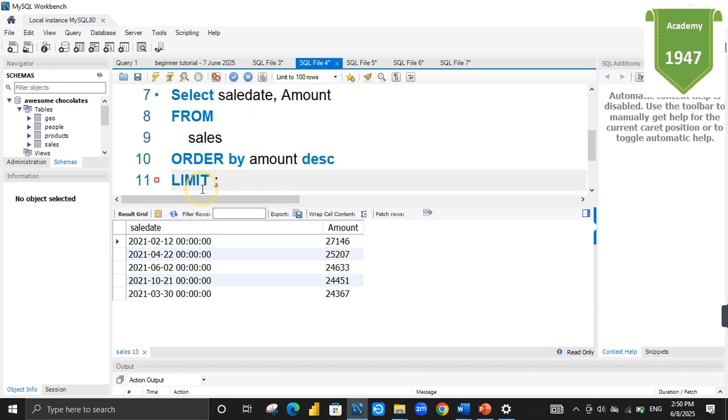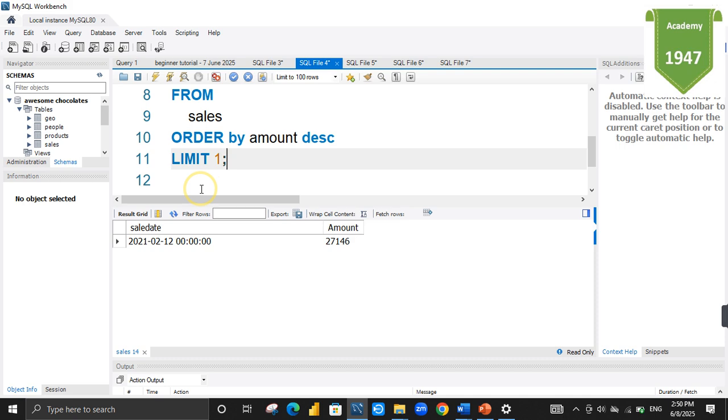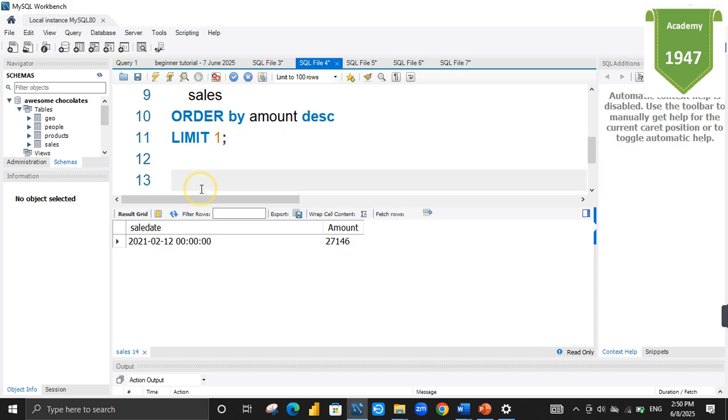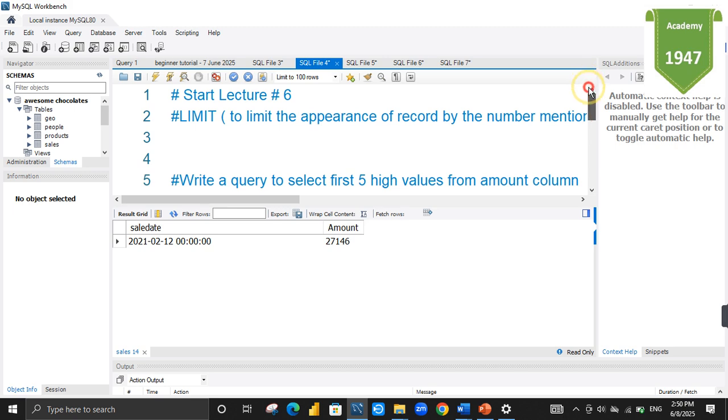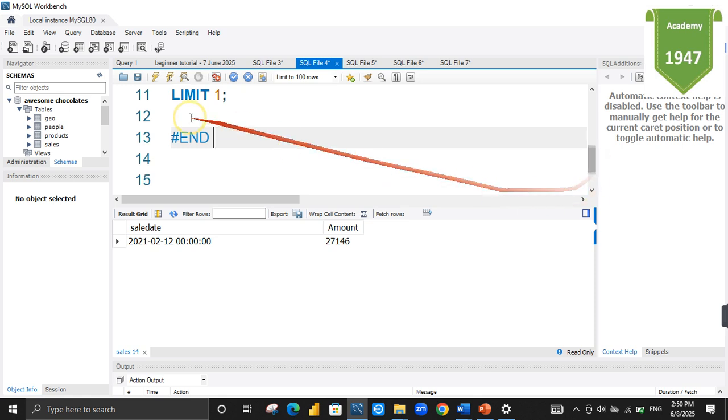Likewise, if we write 1 here, you can see the query has shown us the maximum data only. So viewers, this is all about the limit operator, the limit clause of MySQL. Your feedback would be important.